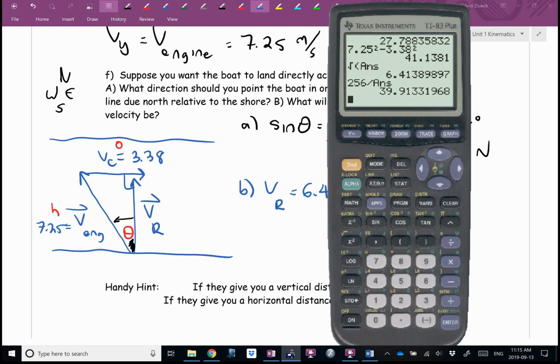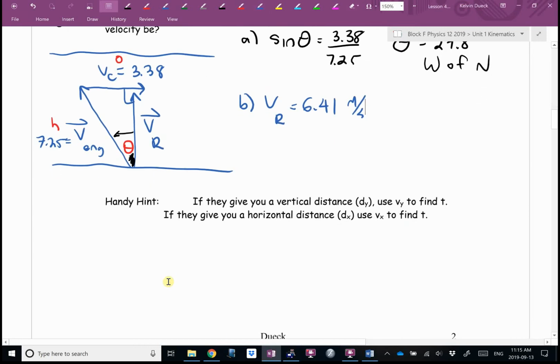This is the way most people cross rivers. You point the boat into the current. It looks a little strange because the boat is pointing one direction and going straight up. But that's how you do it. Handy hint: if they give you a vertical distance, use a vertical velocity to find time. If they give you a horizontal distance, use a horizontal velocity to find time. Do not ever put a vertical into a horizontal.